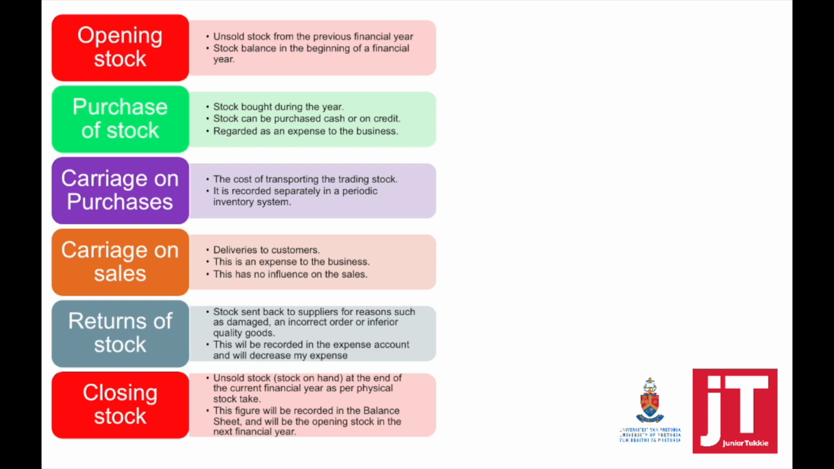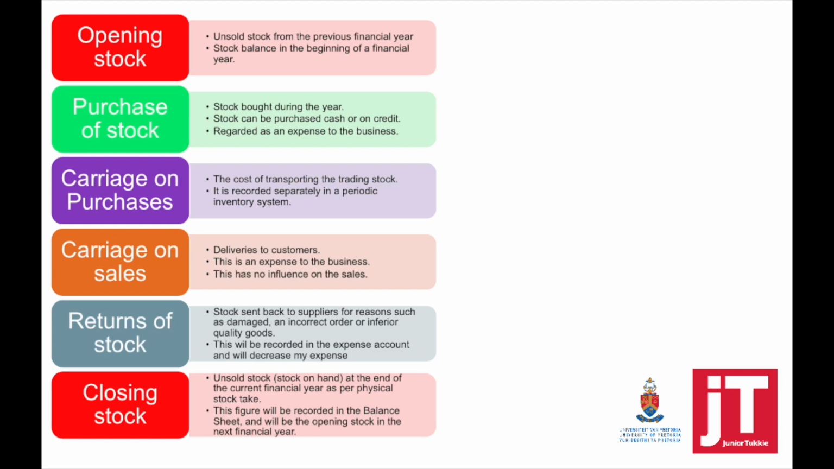What is very important to understand is the concepts. Make sure that you know what your opening stock is. Opening stock is unsold stock from the previous financial year. It's the stock balance at the beginning of the financial year. Opening stock is an expense to the business when we're using a periodic inventory system. The purchase of stock is stock bought during the year. Stock can be purchased for cash or on credit. It's regarded as an expense.